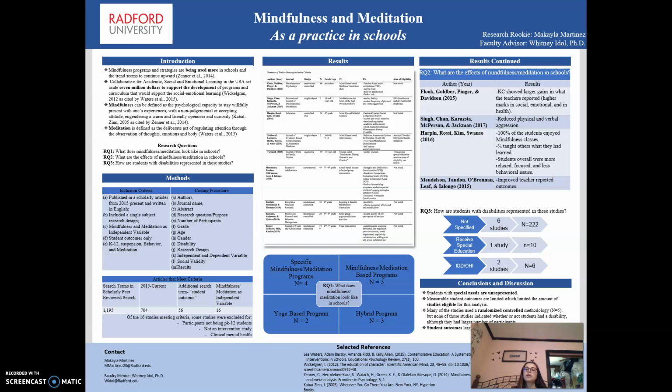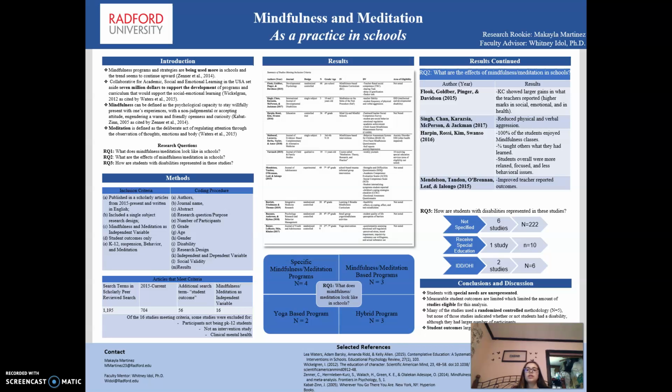We then realized a content analysis was already done on mindfulness and meditation up until 2015. So we changed our articles to only be written from 2015 to present time. That gave us around 704 articles. We decided to add in student outcomes in our search term, which gave us 56 articles.